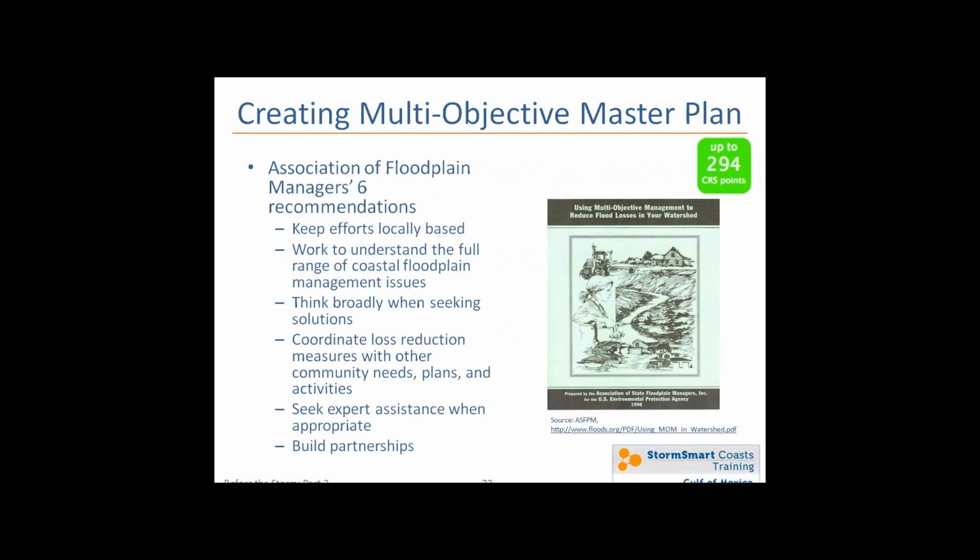The last type of plan that we'll discuss today is a multi-objective master plan. Multi-objective management should address land use in addition to protecting economic, cultural, ecological, historical, fiscal, and aesthetic resources. This type of management gathers interested parties such as residents, business leaders, and local officials to decide how to manage land in the community, integrating as many interests as possible. The Association of State Floodplain Managers, again, offers a handbook using multi-objective management to reduce flood losses in your watershed. There's 6 recommendations shown on the slide for creating a multi-objective management plan.